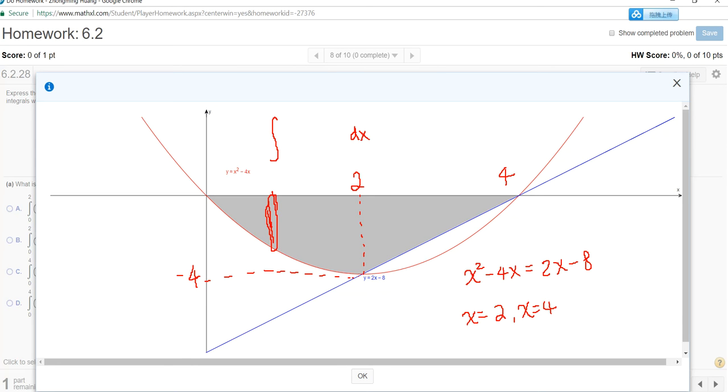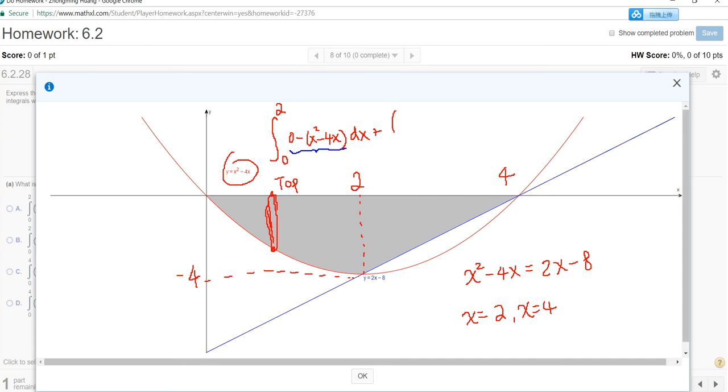So the top is actually 0, so I'm going to use 0 minus the bottom function, which is this function, x squared minus 4x. And this slice goes from 0 to 2. Keep that in mind, and later on we certainly want to simplify this. Just drop the parentheses and leave out the 0.